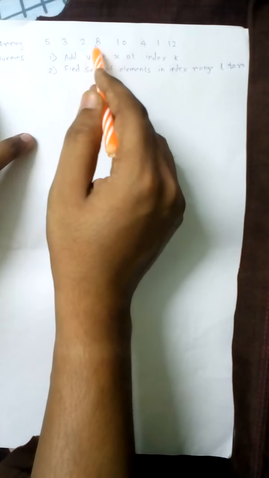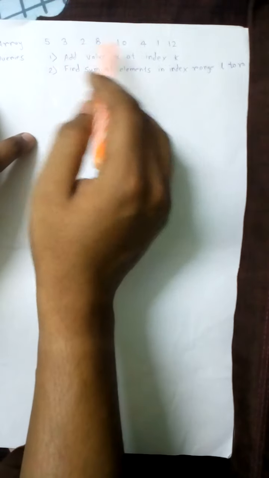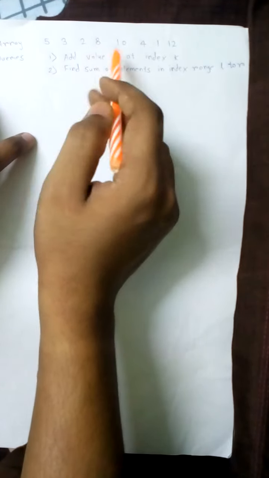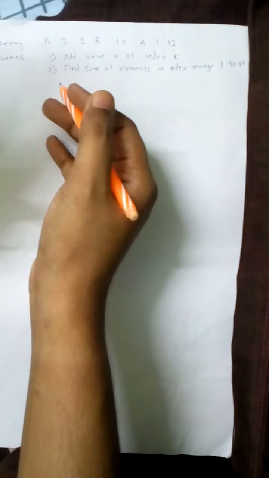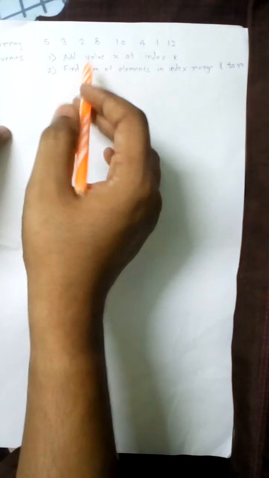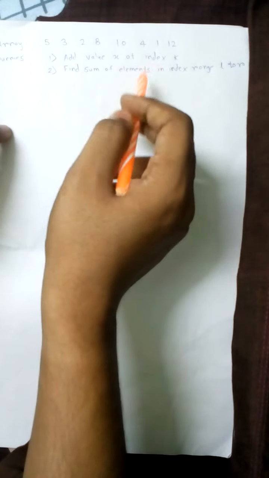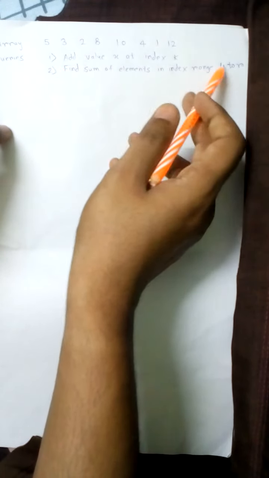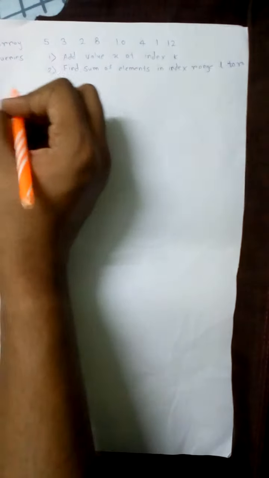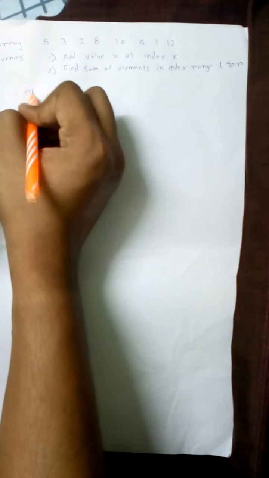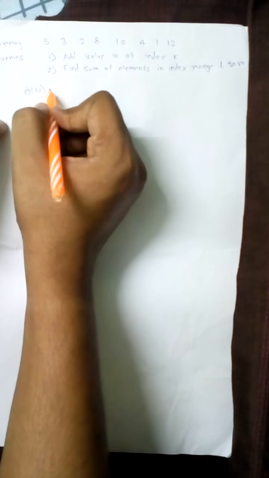So if I give you some index to update, or if I give some range to find the sum of the values, and we do it normally, then if you update an element, it will be done in O of 1. But if you want to find the sum in range L to R, in the worst case, every time it will take complexity O of n, which is not good.